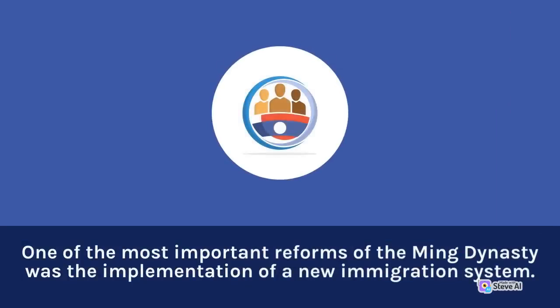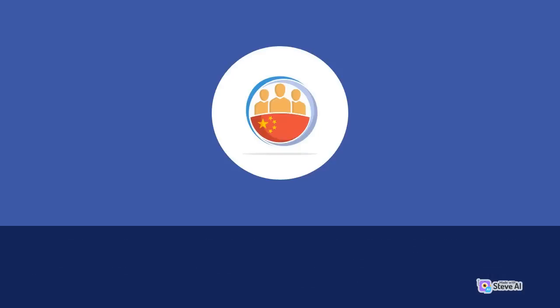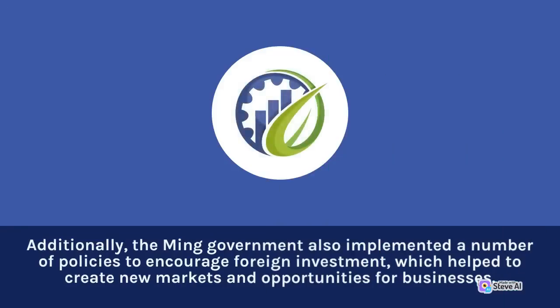One of the most important reforms of the Ming Dynasty was the implementation of a new immigration system. This system helped to simplify the process of immigration, and it also helped to encourage people from other countries to come to China. Additionally, the Ming government also implemented a number of policies to encourage foreign investment, which helped to create new markets and opportunities for businesses.